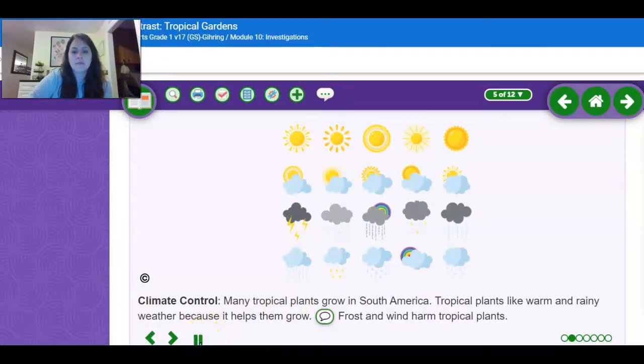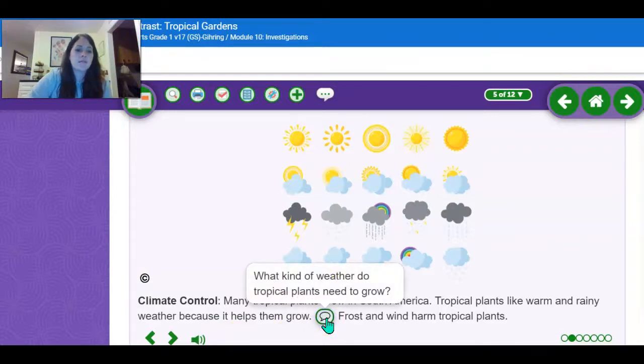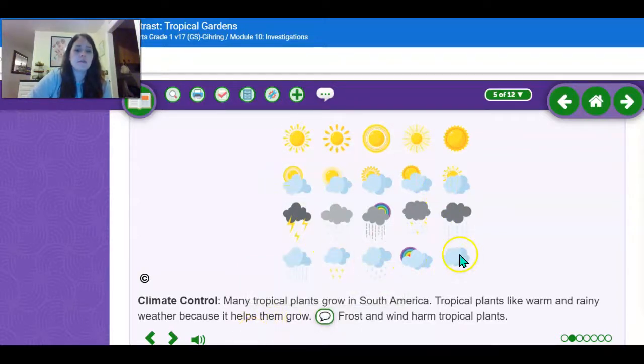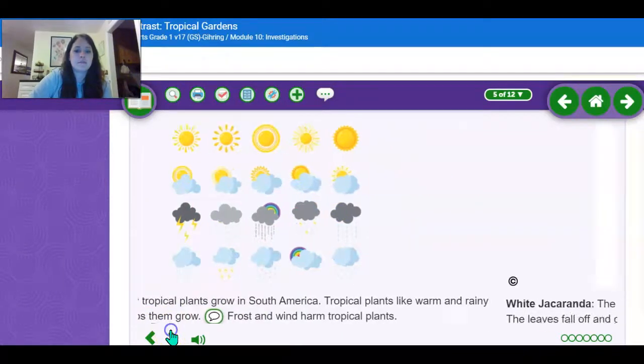Climate control. Many tropical plants grow in South America. Tropical plants like warm and rainy weather because it helps them grow. Frost and wind harm tropical plants. So what kind of weather do tropical plants need to grow? You think about that. Look at your picture here. What kind of weather?